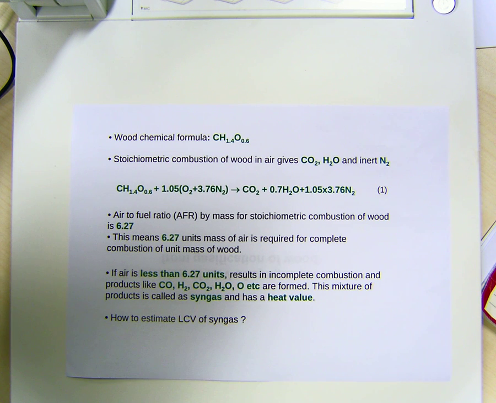the chemical formula of wood. As we all know, the approximated chemical formula of wood is CH1.4O0.6. That means it has one element of carbon, 1.4 elements of hydrogen and 0.6 of oxygen. So stoichiometric combustion of wood in air, and in general in combustion stoichiometric means complete combustion of any fuel, gives CO2, H2O, and unreacted inert nitrogen.